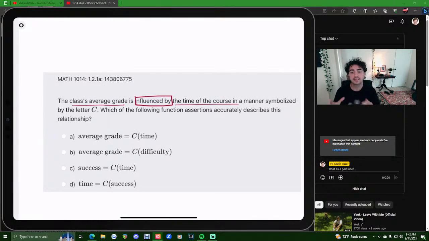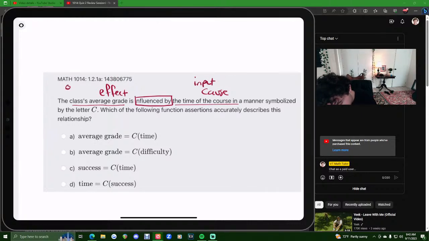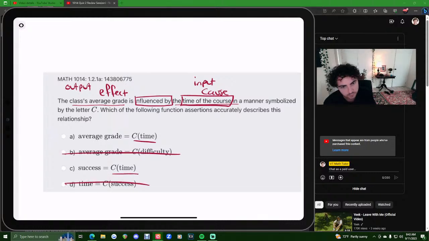So if the class's average grade is influenced by the time of the course, it flip-flops the cause and effect, because now if it's influenced by the time of the course, that means that the time of the course is the cause, and then the class's average grade is dependent on that cause, so it is the effect. And so naturally the cause is the input, the effect is the output. So the input, the time of the course, should be inside parentheses. If it's not, we get rid of those options.